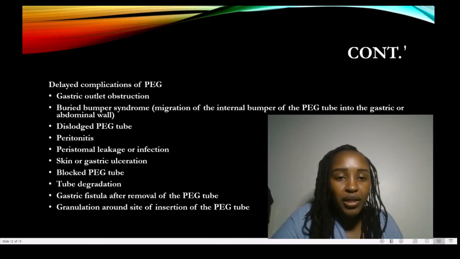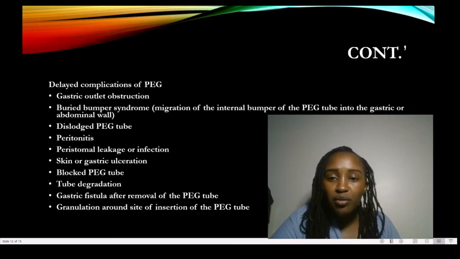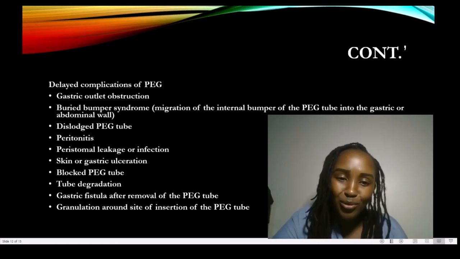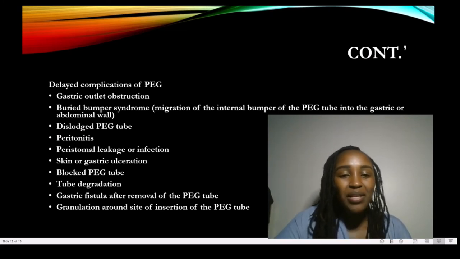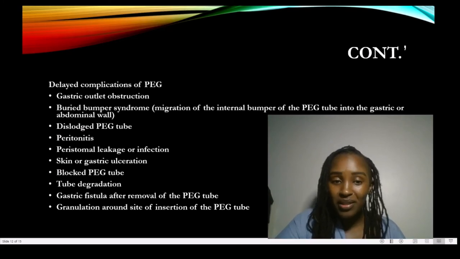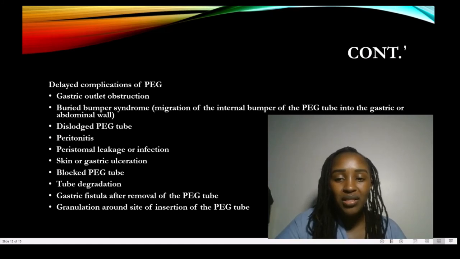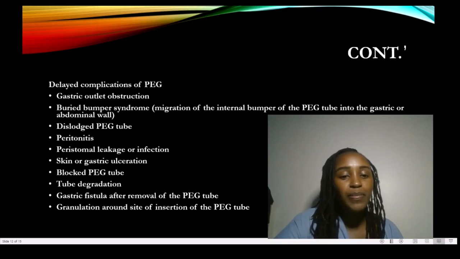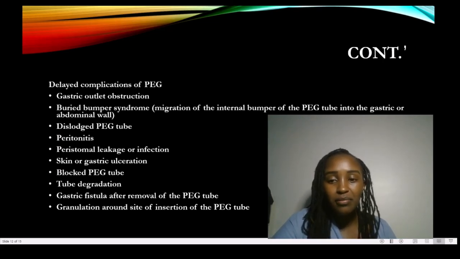Delayed complications of PEG include gastric outlet obstruction, buried bumper syndrome, and this is a migration of the internal bumper of the PEG tube into the gastric or abdominal wall. This is quite dangerous. And then dislodged PEG tube, that could happen, peritonitis, peristomal leakage or infection, that also happens, skin or gastric ulceration, blocked PEG tube, and this may require to be removed and reinserted again. Tube degradation, where the integrity has been questionable and probably they are seeping into other areas requiring change of the tube. Then gastric fistula after removal of the PEG tube, it may happen as well. Granulation around the site of insertion of the PEG tube, and this may be prevented by the rotation we had talked about earlier.